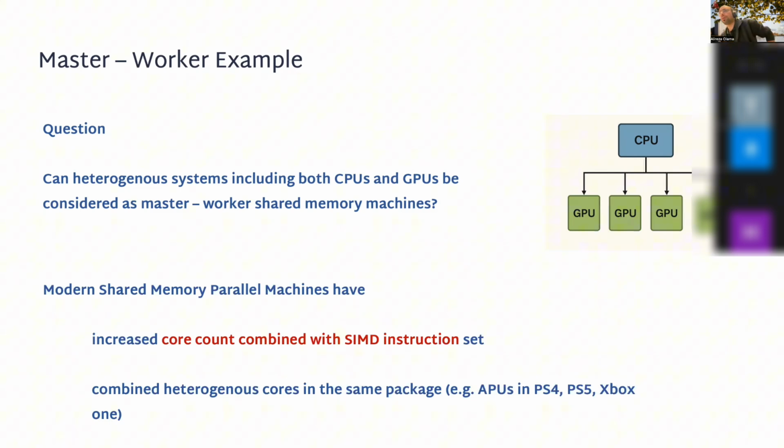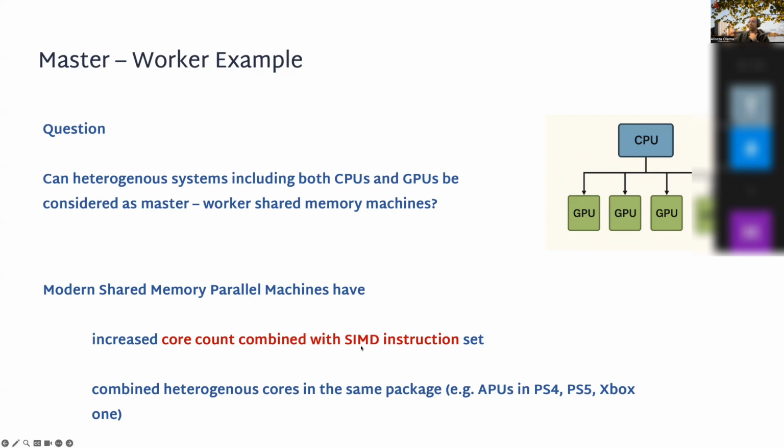All right. So modern shared memory parallel machines usually have two important features. They have increased core counts combined with SIMD instructions, so they have multiple cores, and each core has SIMD instructions in it. They also combine heterogeneous cores in the same package, like these APUs, or accelerated processing units, that you can see in PlayStation 4, 5, and Xbox One, which have both CPU and GPU on the same chip. So the APUs are master worker shared memory systems. All right.